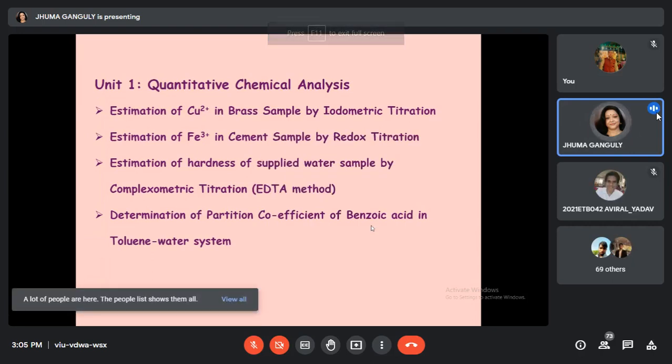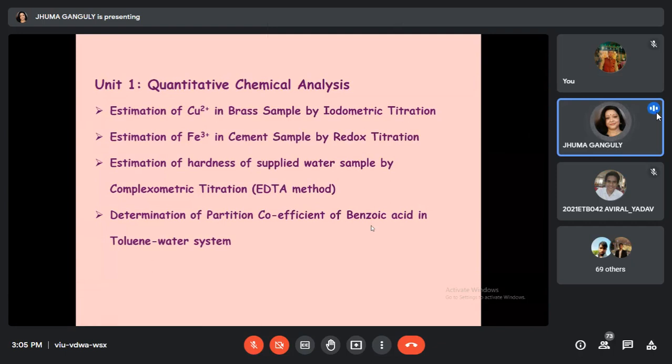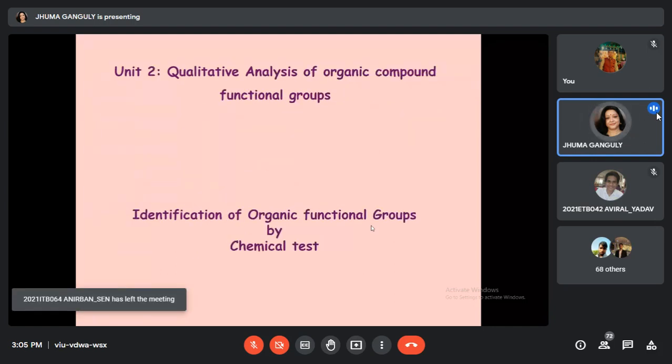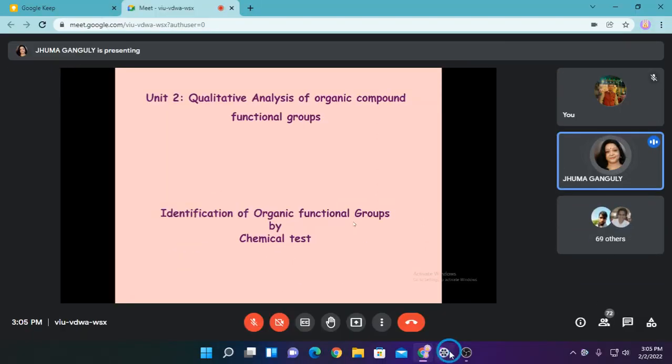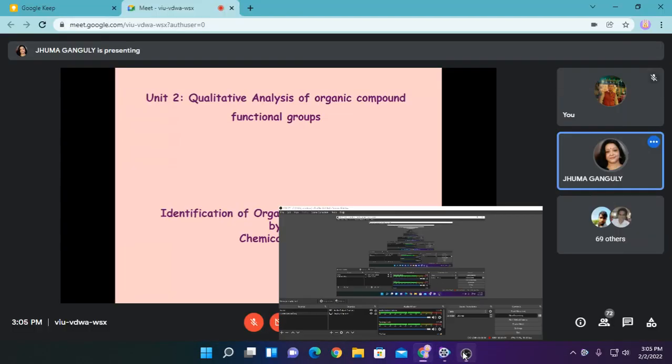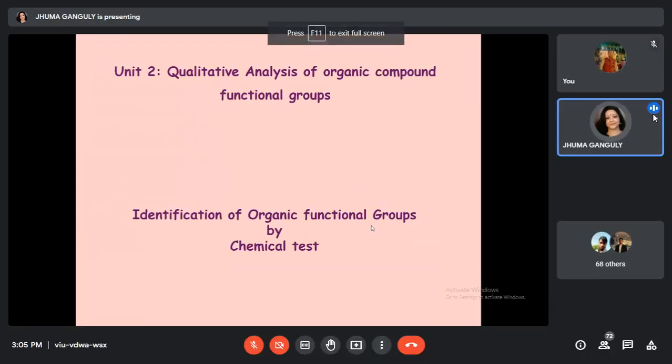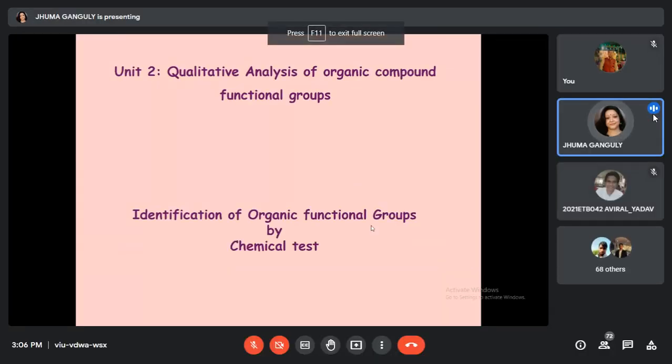Organic part. This will be divided by the inorganic chemistry and physical chemistry teachers, and we will contact them for this session. Now unit 2 for me is qualitative analysis. This is qualitative, not the quantification of how much functionality or the presence of a functional group. This is only the detection and identification of organic functional groups in a sample.